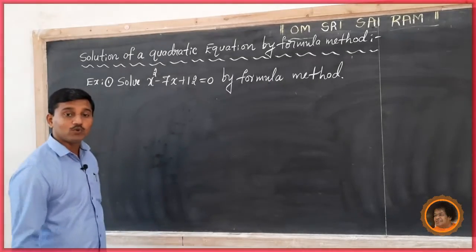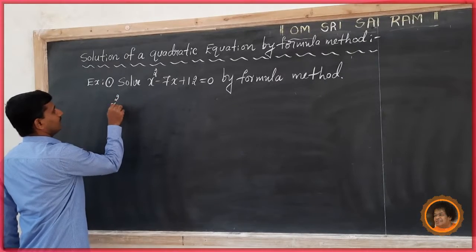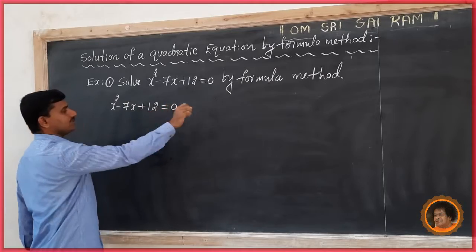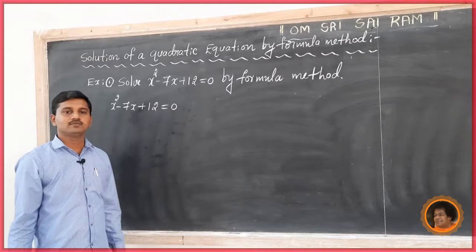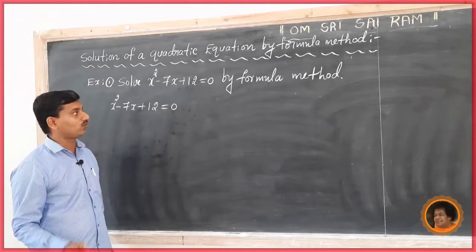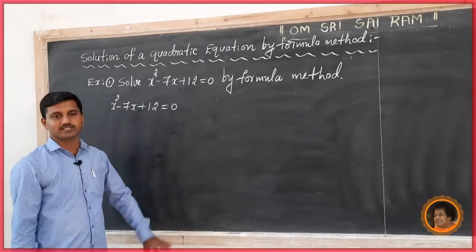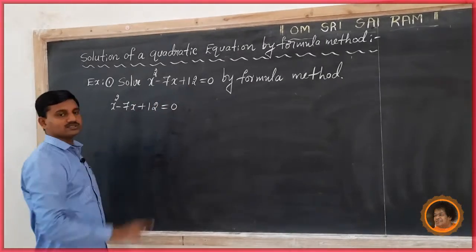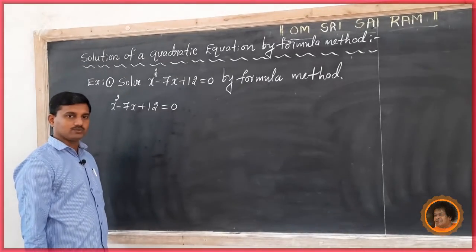So we have to use the quadratic formula. The given equation is x square minus 7x plus 12 equal to 0. Solve this equation by formula method. Just to recall the quadratic formula, x equal to minus b plus or minus square root of b square minus 4ac divided by 2a. That is known as the quadratic formula. With the help of the formula, find the roots of the quadratic equation x square minus 7x plus 12 equal to 0. What are the steps?